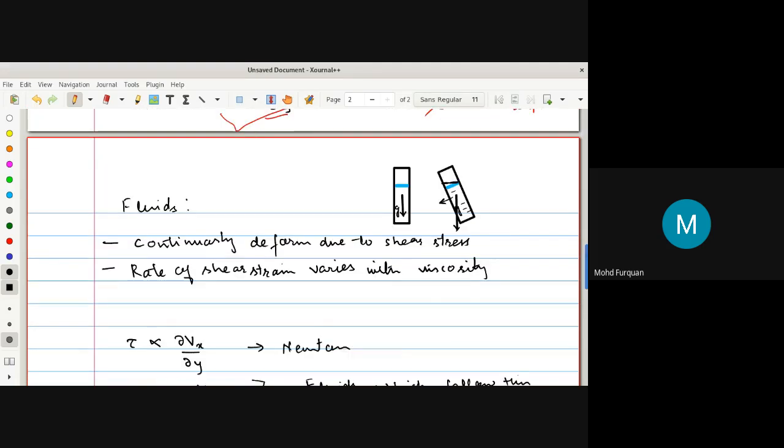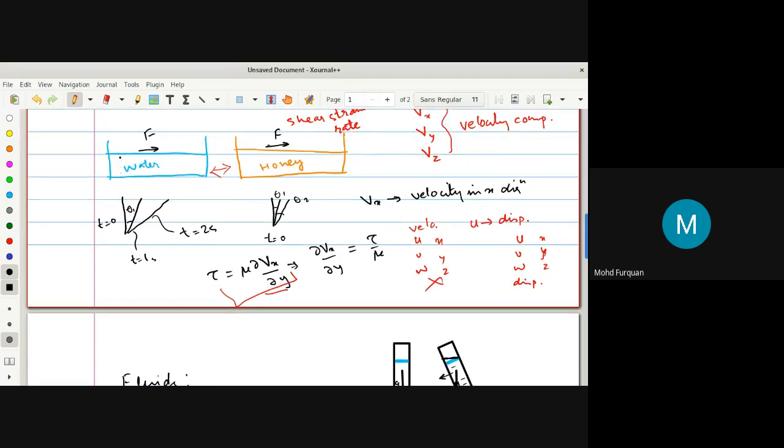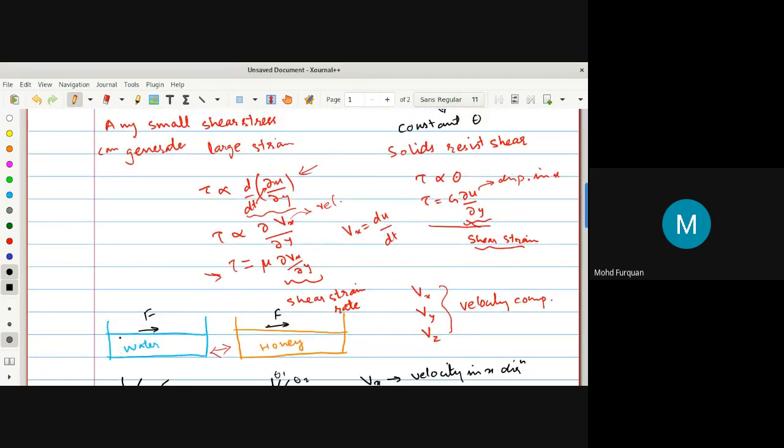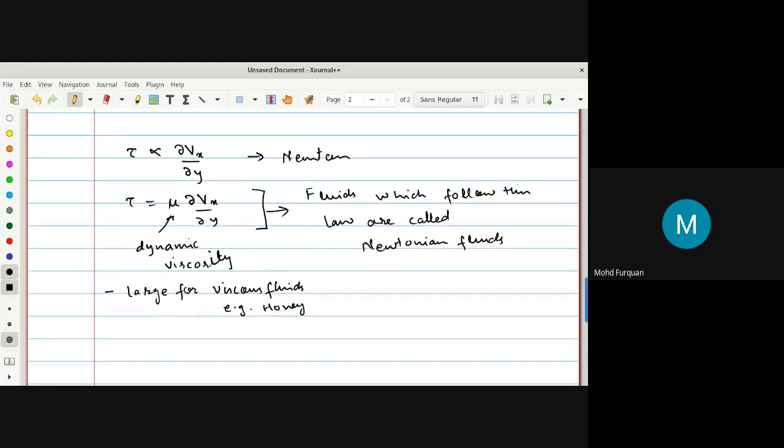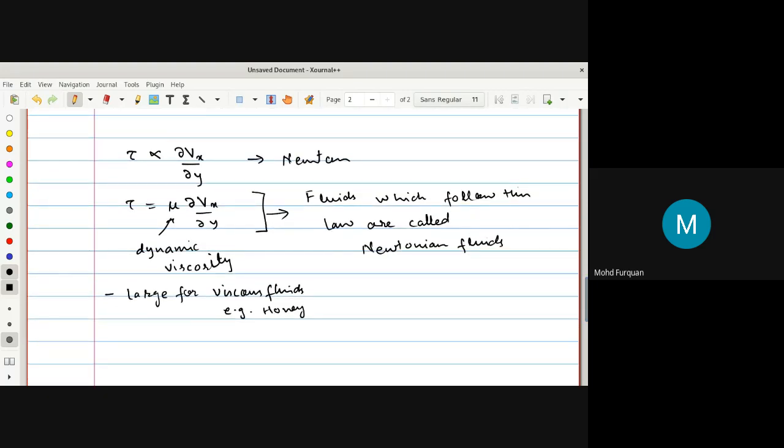This is very similar to what we call Hookean solids in solid mechanics. In solid mechanics, you have a linear proportionality relation with strain, not a strain rate. In fluid, we talk about strain rate; in solids, we talk about strain. So those solids which have a linear relation between stress and strain are called Hookean solids. In fluids, those fluids which have a linear relation between stress and strain rate are called Newtonian fluids.